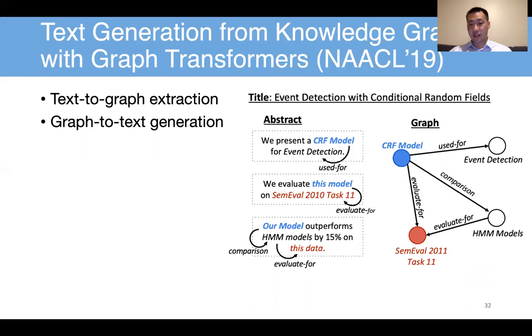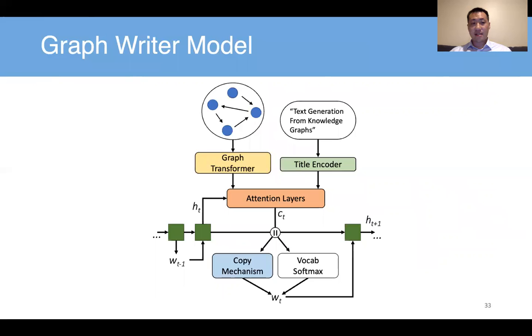The idea is, okay, given the title and the abstract, for example, you got the abstract text, and based on that, you can do extraction to construct a graph. Then we try to learn how the abstract could be recovered from the graph through a deep learning architecture, from the graph to the text. So this is what they call the graph writer model. It's to write the graph into text.